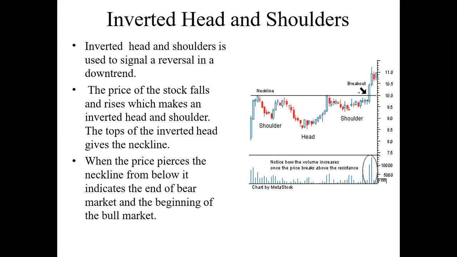Next is the inverted head and shoulders. It is the reverse pattern of the head and shoulders. We can see a shoulder here, and the head, and again a shoulder. The inverted head and shoulders is used to signal a reversal in a downtrend. When the market is in a downtrend, we use this. So it is the vice versa of the head and shoulders. The top of the inverted head gives the neckline. When the price pierces the neckline from below, it indicates the end of the bear market and the beginning of the bull market.